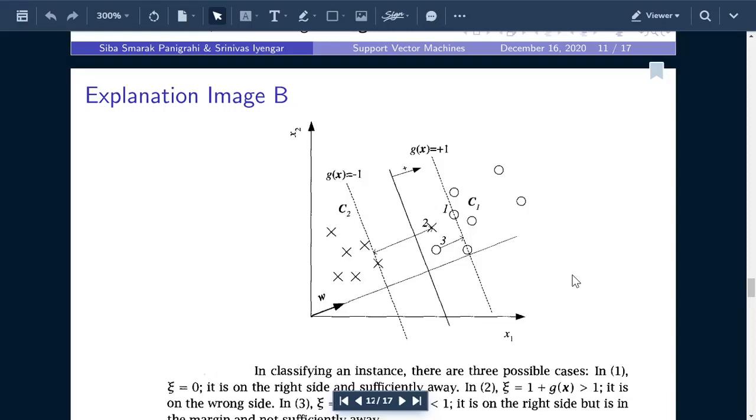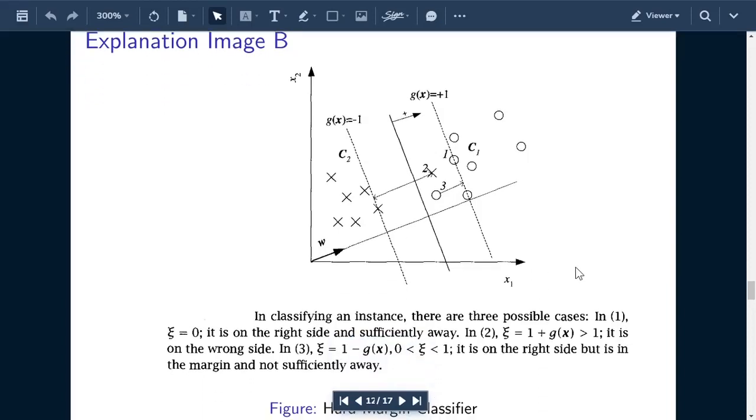So slack variable is simply the distance of the point from the margin, from the respective margin. So for 2, we are going to take the distance from g of x equal to -1. For 3, we are going to take its distance from g of x equal to +1. Cool enough? Slack variable is understood. So what we have to do? Let's see the text written below it. If you are able to understand, that's well and fine. If not, then that's also okay, not a problem. Just remember what slack variable is.